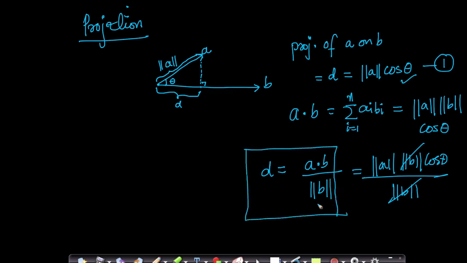So you can get the projection of A onto B, which is your D, as A dot B by length of B. Without even knowing what theta is, if you just know the components of A, A1, A2, and so on up to An, and the components of B, B1, B2, and so on up to Bn, I can compute the projection of vector A onto another vector B by just doing A dot B by length of B. This is a very simple idea which will be very useful in more advanced ideas that we'll learn soon.